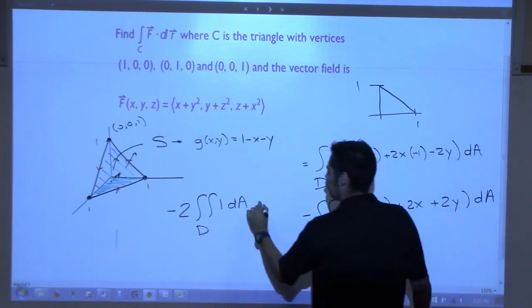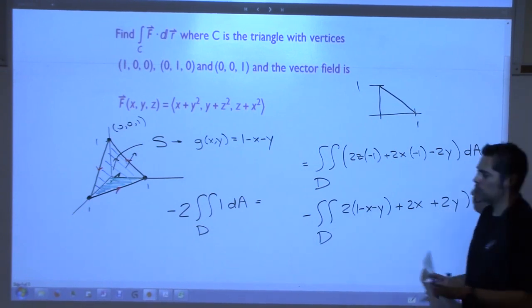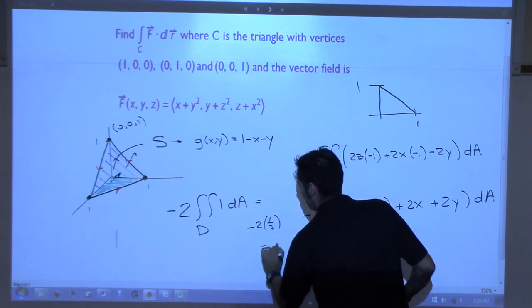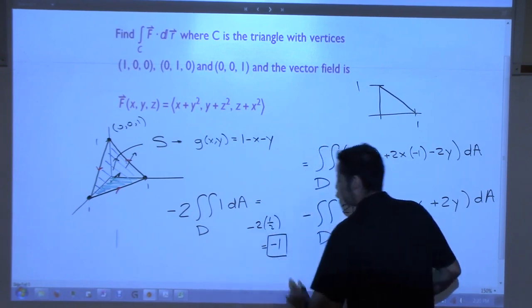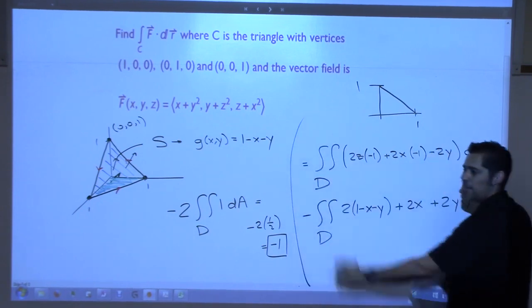Times -2. So the answer is -2 times 1/2, which is -1. Understand?